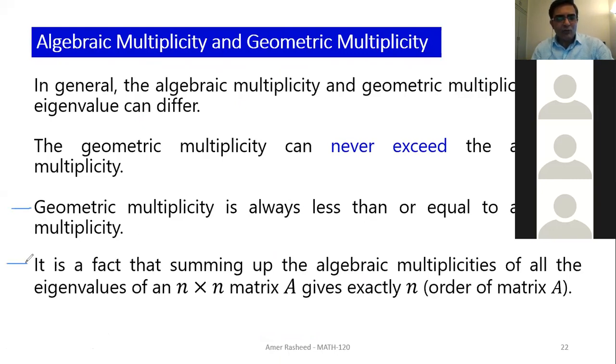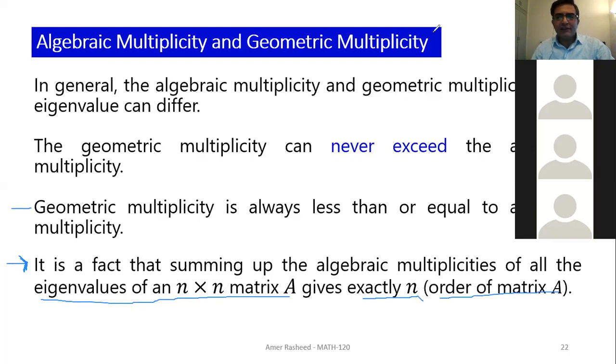Now, this is a very important case which we are going to use in our further concepts. It is a fact that summing up the algebraic multiplicities of all the eigenvalues of an n cross n matrix A gives exactly n, the order of the matrix A. This is a very important point. I need you to remember this point. We will use it in our next concepts.